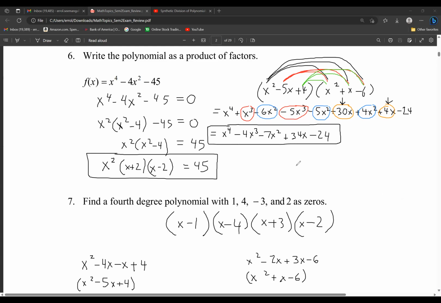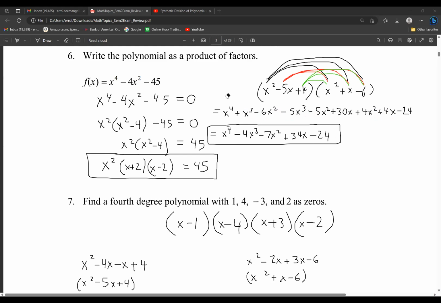That one is just a bunch of multiplication. It's a lot of, what do they call it? Distributive law and collect like terms.